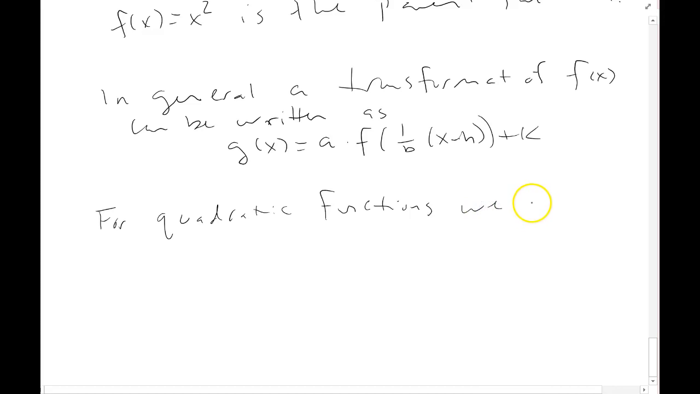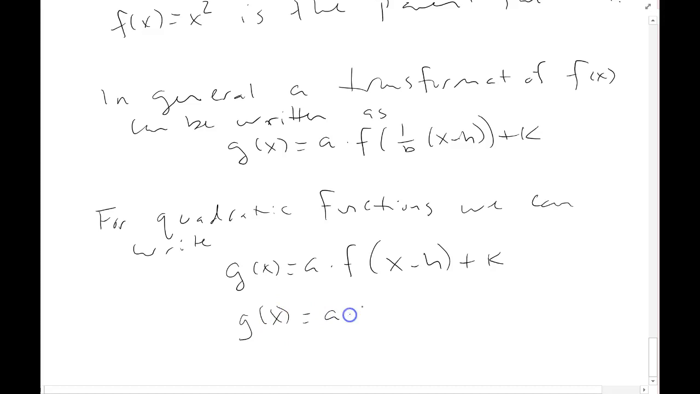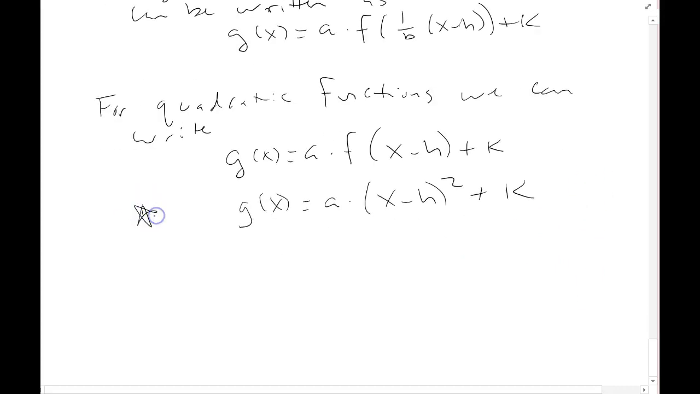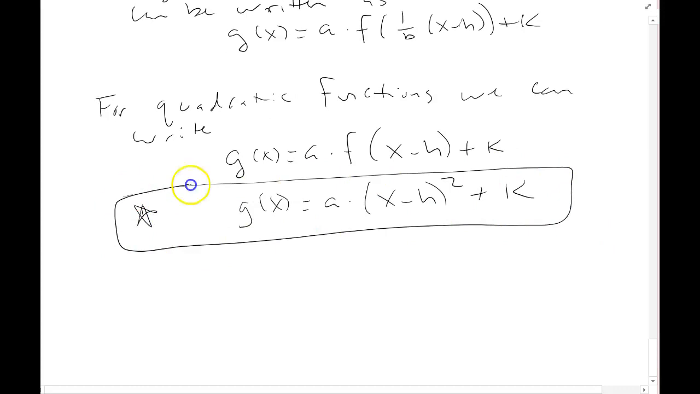we can write g of x equals a times f of x minus h plus k, where I can ignore the 1 over b value, and since f of x is x squared, we can take any quadratic function and write it in this form. So this is something that's important. You're going to want to remember this, that any quadratic function can be written in this form.